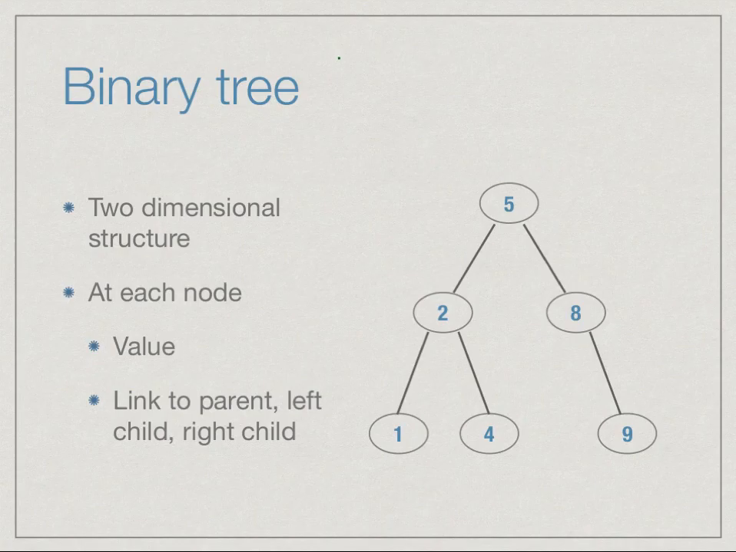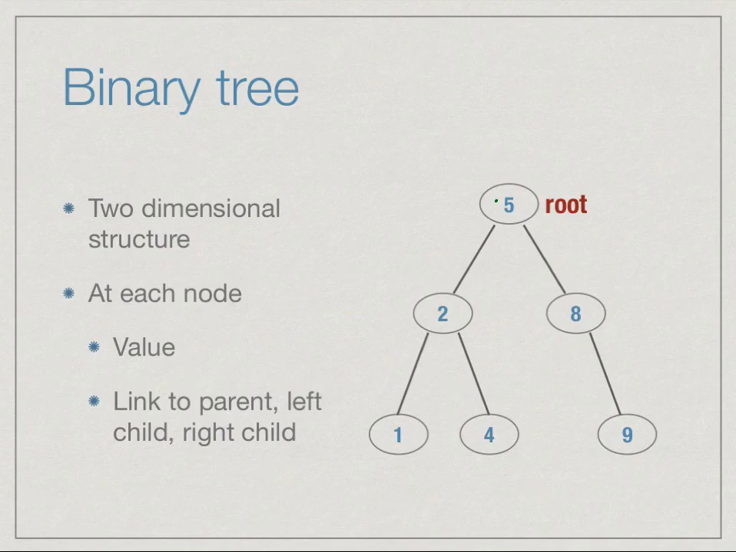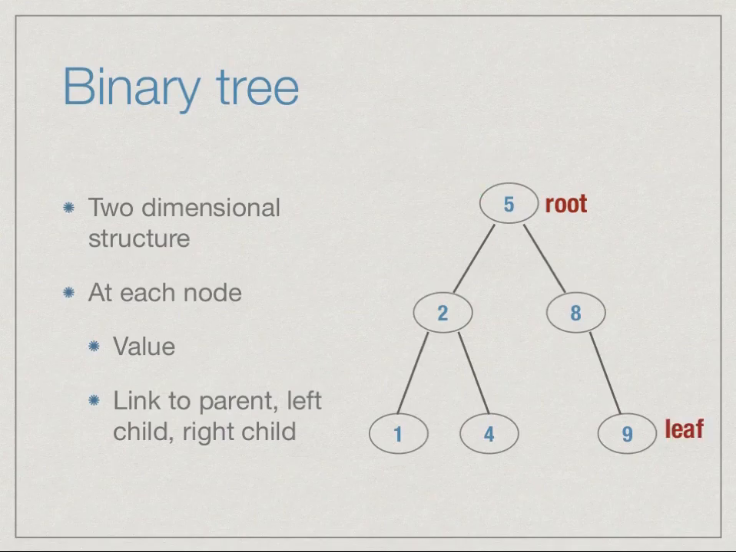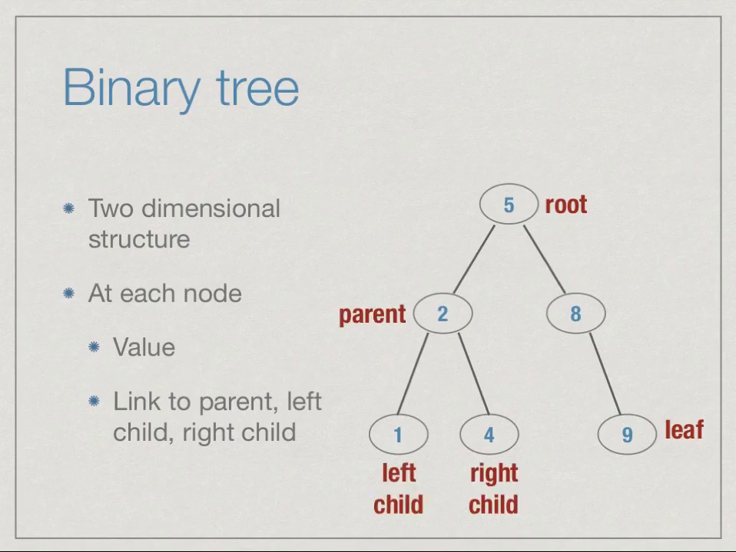So let us look at two-dimensional structures. The most basic two-dimensional structure that we can think of is a binary tree. A binary tree consists of nodes, and each node has a value stored in it, and it has possibly a left and a right child. So we start at the root, which is the top of the tree, and then each node will have one or two children. A node which has no children is called a leaf, and with respect to a child, we call the parent node the node above it, and we refer to the children as the left child and the right child.